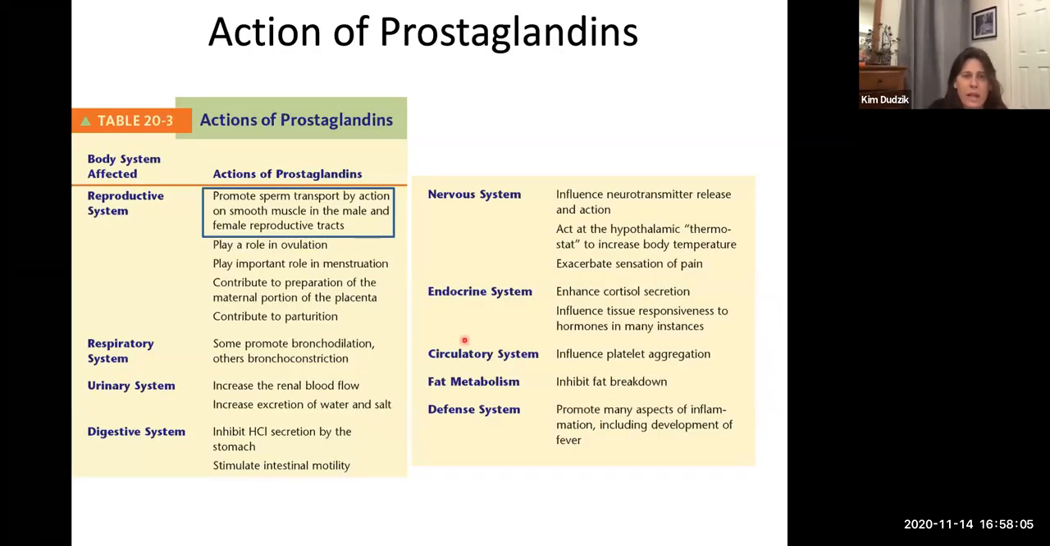Again, here's the action of the prostaglandins. This table's in your book, and what I boxed out here is what I've been talking about, the role in promoting sperm transport. You can see prostaglandins are really important in our bodies for a lot of different functions. You don't need to remember all of these now. Just know its function here in this box, how it helps promote the transport of sperm.